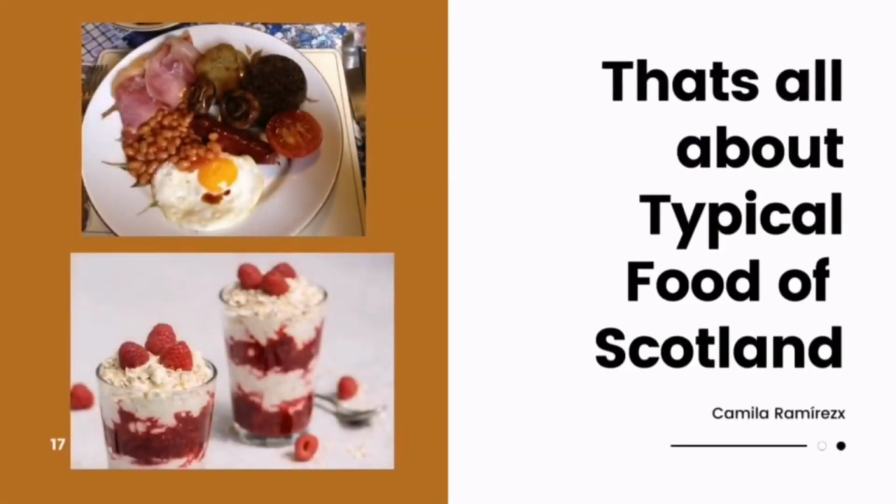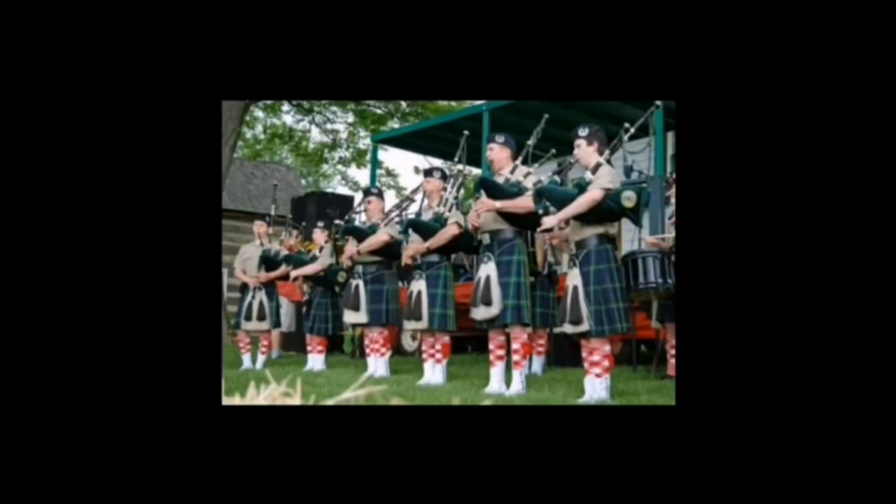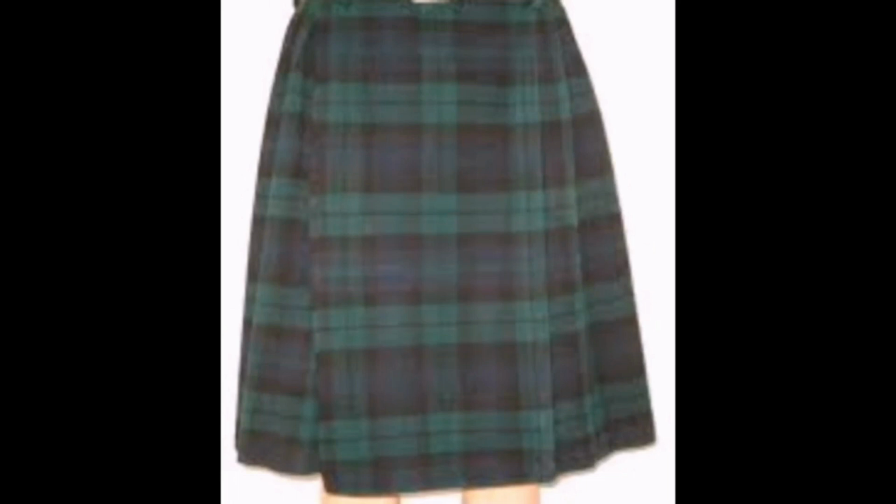That's all about typical food of Scotland. Clothing in Scotland. The kilt, which is a skirt that is part of the traditional men's clothing, is nowadays used for special celebrations. Plaid is a fabric made of vertical and horizontal stripes in different shapes on a colored background.